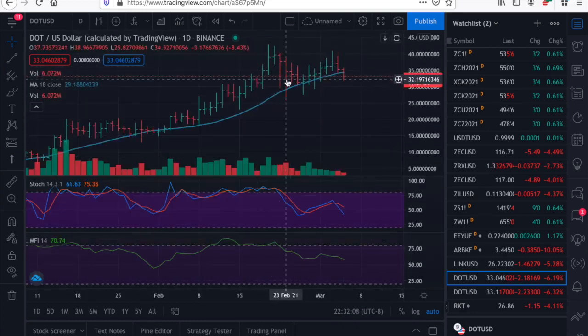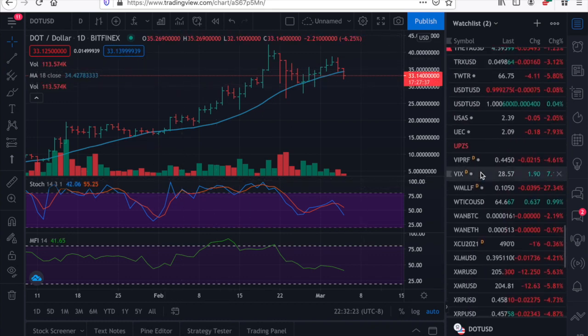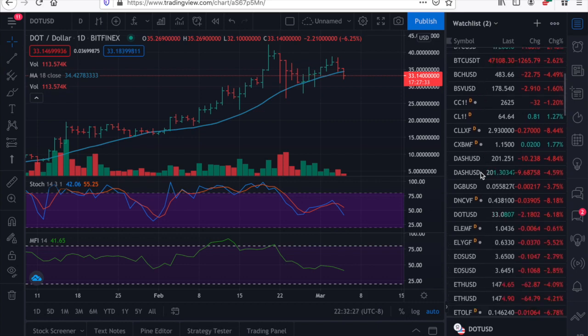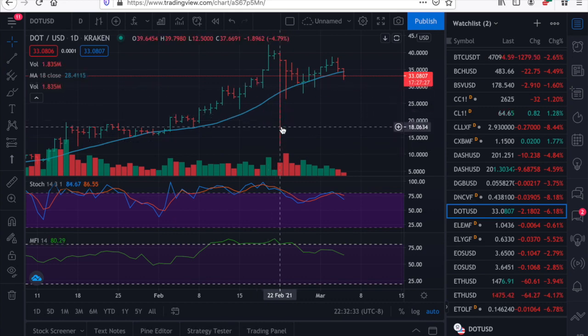And this is a daily chart. Now I have noticed, I'm using, it says Binance. And this one says Bitfinex. They're both DOT. Now let's go to the other DOT, which is on Kraken. And we get this long bar on Kraken.